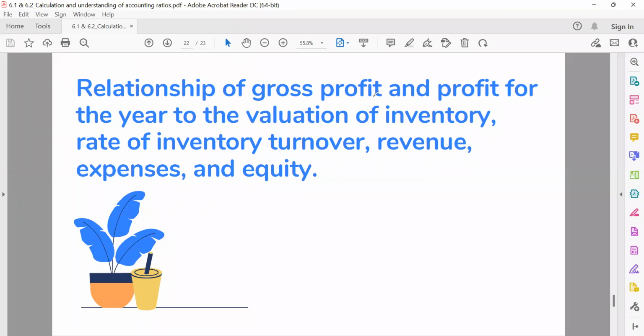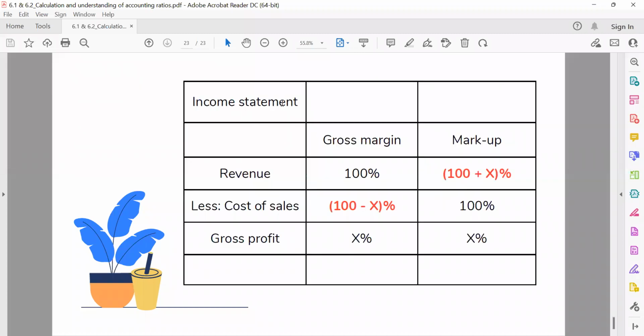Okay, relationship of the gross profit and the profit for the year to the valuation of inventory, rate of inventory turnover, revenue, expenses, and the equity. Here is something I would like to highlight: most of the time in the exam, they will use this information. For example, in the question they ask you to prepare the income statement, or they give you some information about the gross margin or markup. Take note that gross margin is gross profit over revenue times 100%, whereas markup is gross profit over cost of sales times 100%.